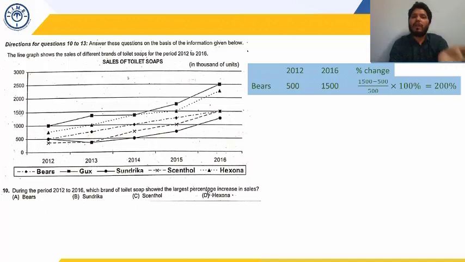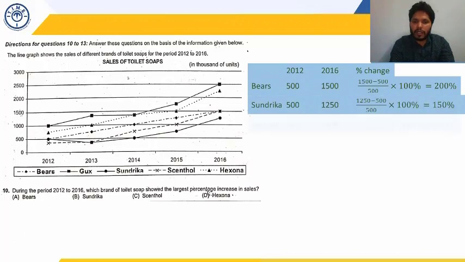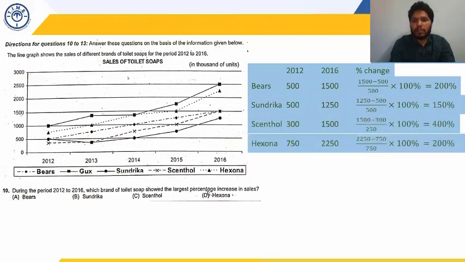Similarly, we have to do this for the rest of the three soaps also, which are Sundrika, Synthol and Hexona. So the results are here. The sales of Sundrika in 2012 was 500, and in 2016 it increased to 1250. So 1250 minus 500 divided by 500 into 100% comes out to be 150%. Similarly for Synthol and Hexona we have calculated, and we want the largest percentage change.